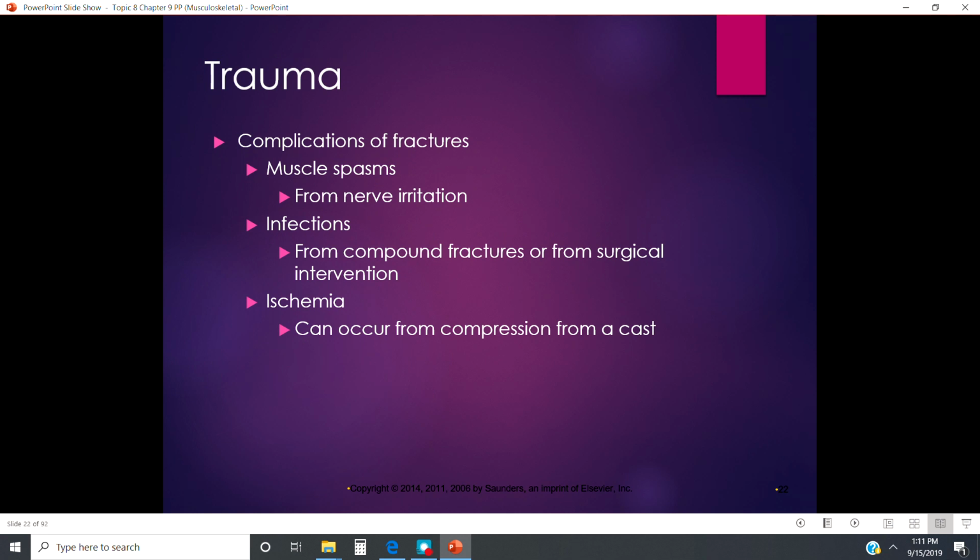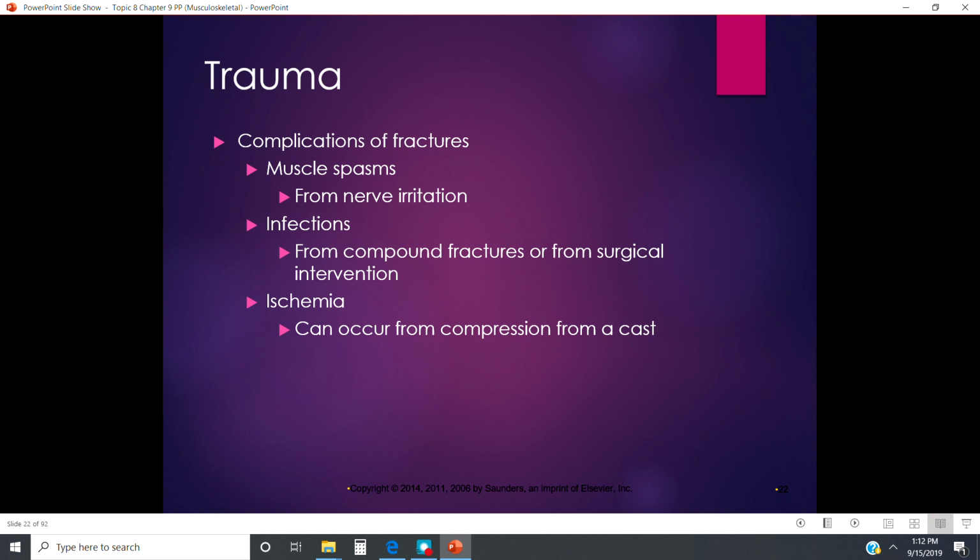There's a number of them that can happen. Number one is muscle spasm. When the nerves are irritated from the fracture, right, the swelling around the fracture site and the periosteum, there's a reflex of muscle spasms that helps to try to stabilize the fracture area, I should say. Another complication would be infections. Let's just say there was a compound fracture where the bone has broken through the skin, or if they had to do surgery to reduce the fracture. Again, anytime there's surgery, there's a risk of infection.